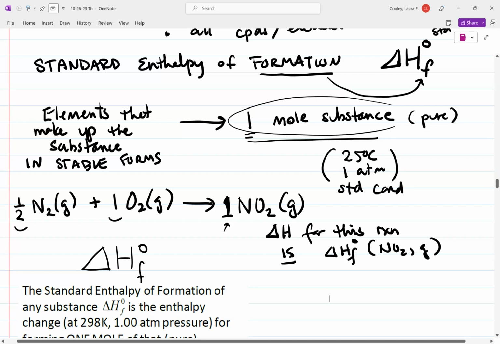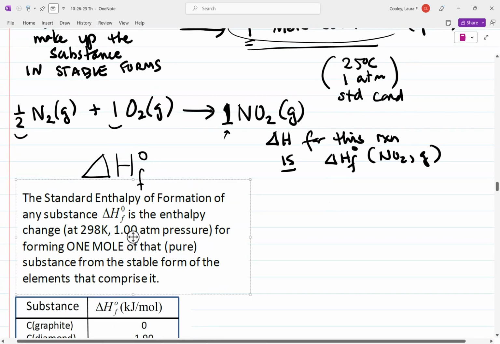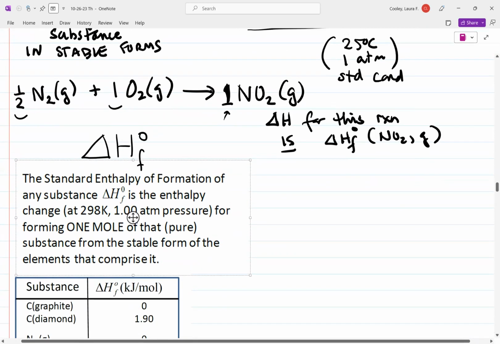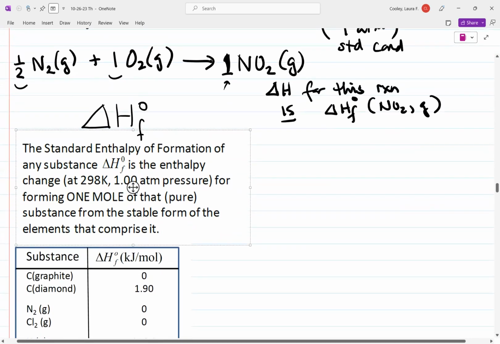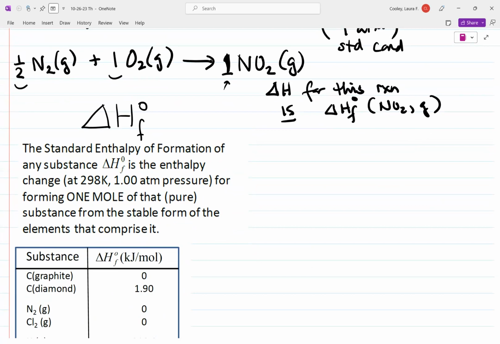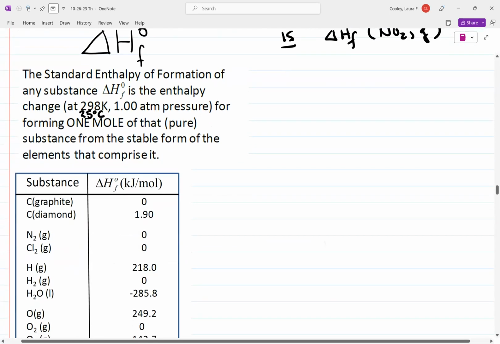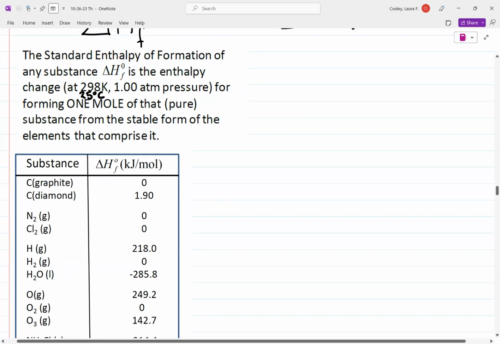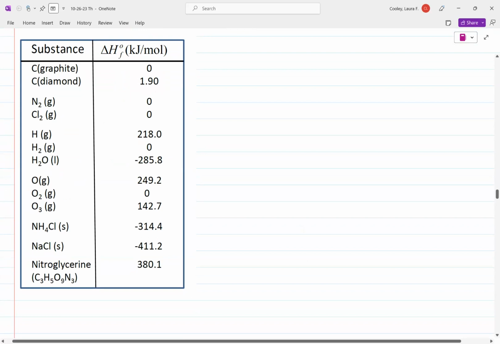All right. So this is written out, what I just illustrated to you, in equation form. And I gave you this, it's in the packet. The standard enthalpy of formation of any substance is the enthalpy change, oh, 298 Kelvin is just 25 degrees C, and 1 atmosphere pressure, for forming 1 mole of that pure substance from the elements that comprise it. So I'm going to show you here a table. It's a limited table. I picked out delta HF0, standard enthalpies of formation for a bunch of different substances, and I put them in this table.